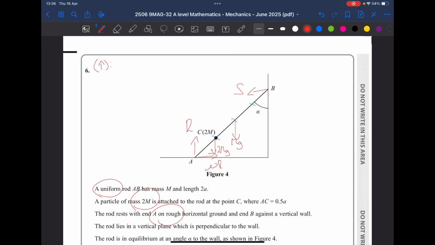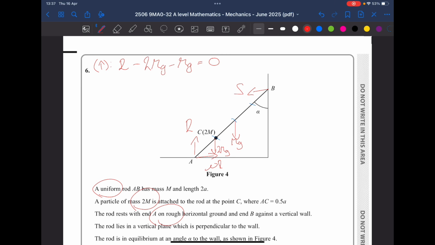So we're going to start off by finding those immediately. If we think about this, what have we got going up? It's just R here, the reaction at A. And going down then, we have the 2mg from whatever object it was at C, and also the mg from the weight of the ladder itself. So we have 2mg, take away another mg.